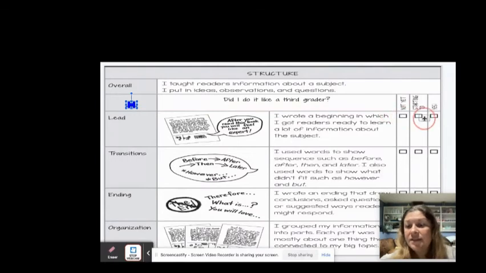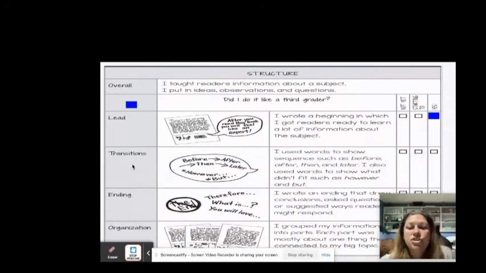And if it's yes, you drag and drop the blue right into yes. Now, if you are starting to, then you drag and drop it to starting to. And if you have not yet, you drag and drop it to not yet. This informational writing checklist is going to help you to figure out where you need to add information, okay? Where you're at.